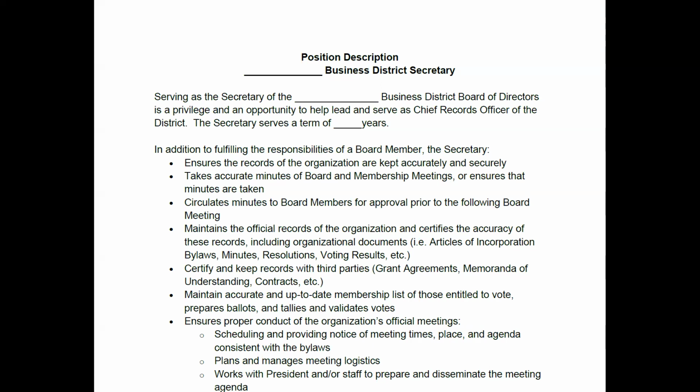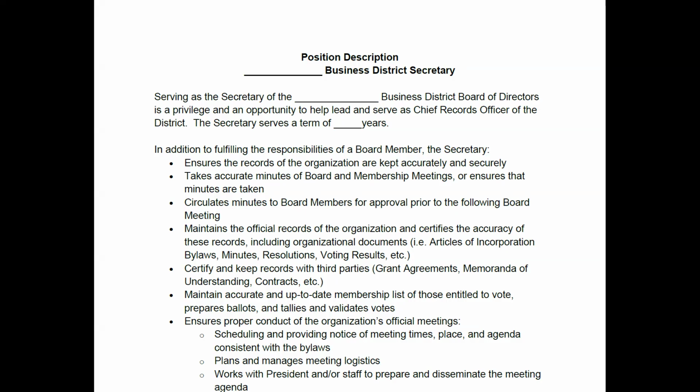Also maintaining the membership list. So the secretary is tasked with keeping track of which businesses are members of the association, who's paid their dues and who hasn't. And when an organization's membership lapses, making sure that organization knows their membership dues are due. And also keeping track of who's the primary contact for that member.